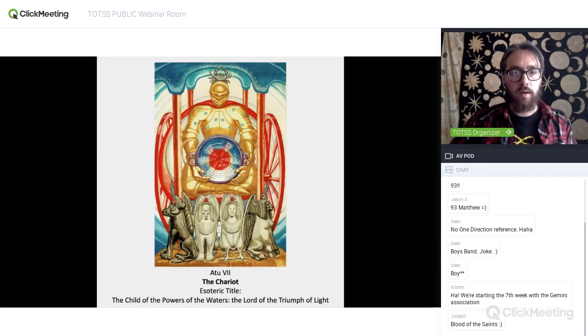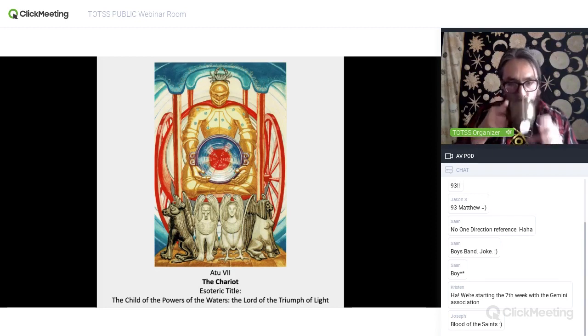All right, and here we've got our Atu 7, the Chariot, the Trump attributed to the letter Cheth. So there's a lot of stuff going on in this card. We see the 4 sphinxes down at the bottom there.